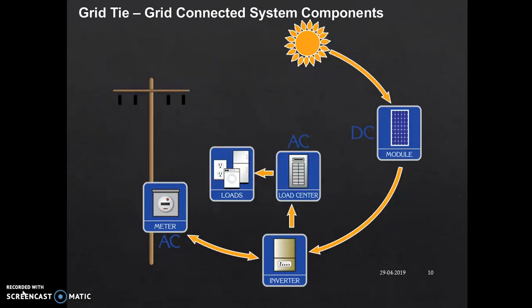Here the sun rays will be converted to electrical energy with the help of the module, and from the module we can convert it to AC to drive the AC loads. If there is a surplus amount of energy, we can sell it to the utility company through the net meter, which continuously checks the amount of energy going out or coming in.